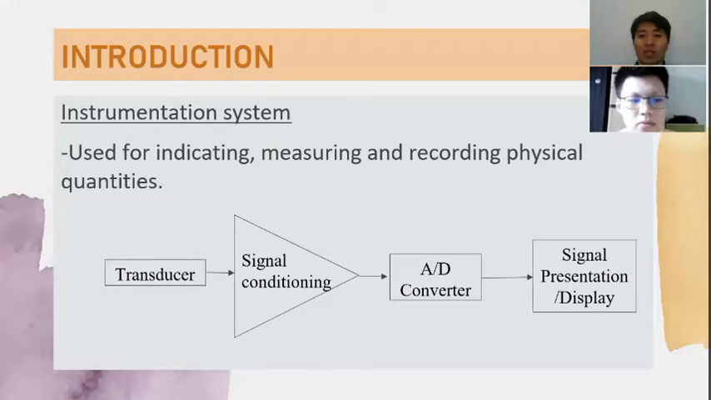Instrumentation is a collective term for measuring instruments that are used for indicating, measuring, and recording physical quantities such as flow, temperature, or pressure. It can be described in four steps, which are shown in the diagram.